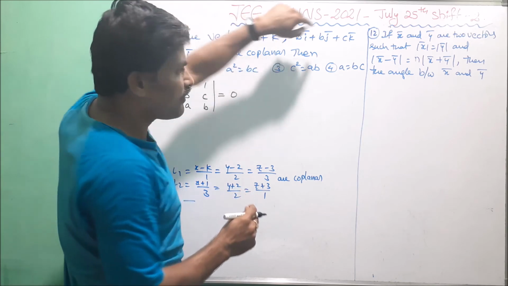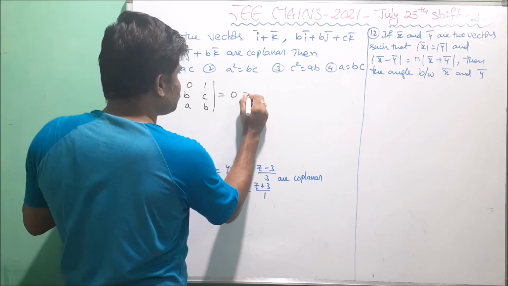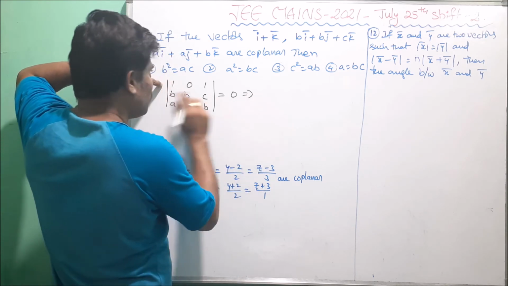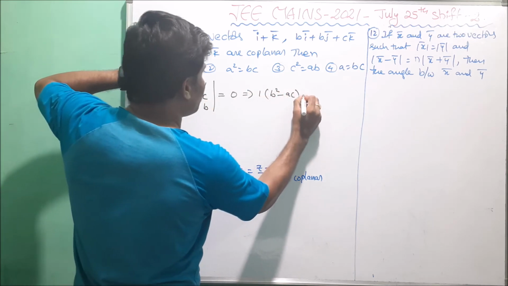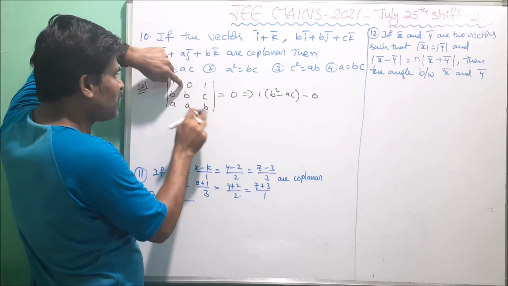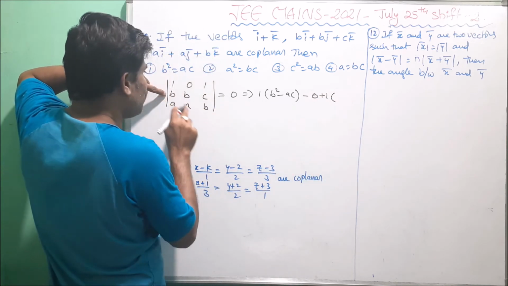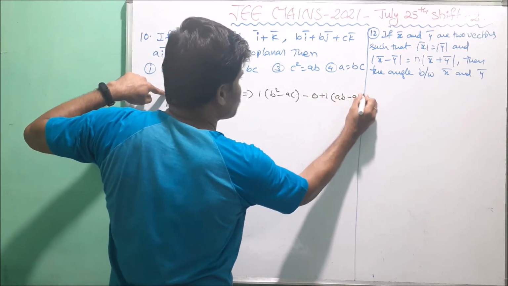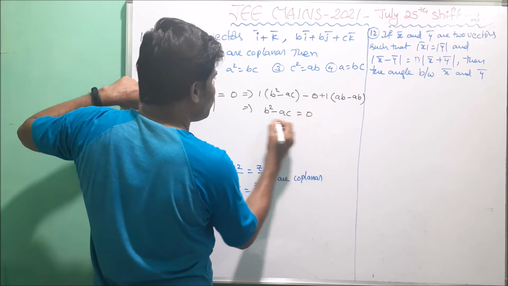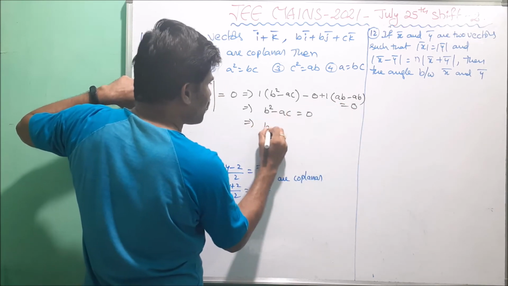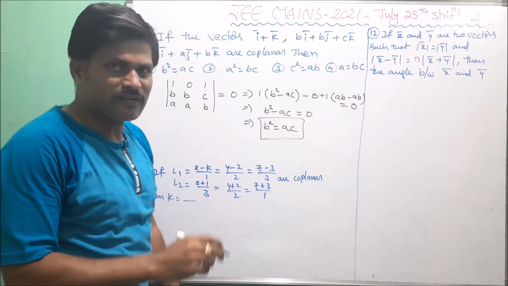Now, the given three vectors are coplanar, therefore the determinant equals 0. Now it can be simplified. Here we write 1 into b square minus ac. Now the second one, minus 0 into b square minus ac. So that is 0 plus 1 into ab minus ab. Clearly we observe that b square minus ac, this is 0, this is 0. Total value will be equal to 0. Now from this, b square equal to ac. So this is our condition. Now in that, the first option is the right answer.